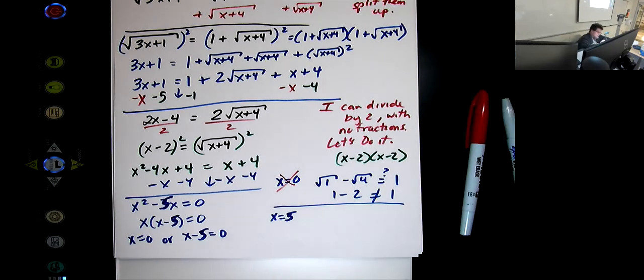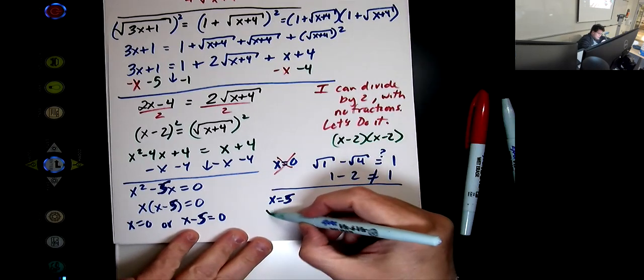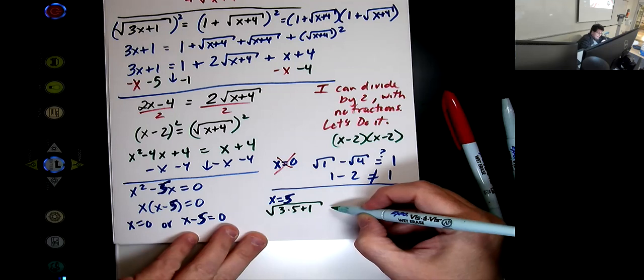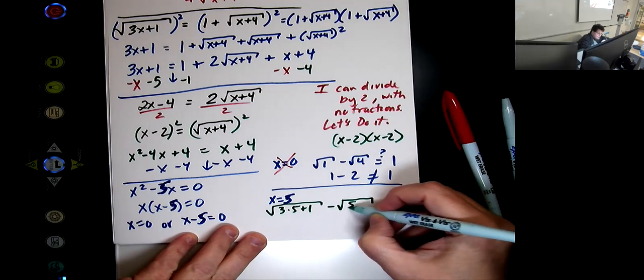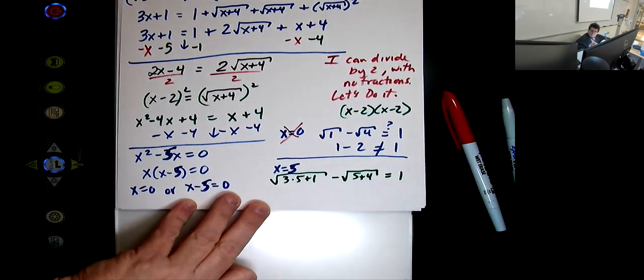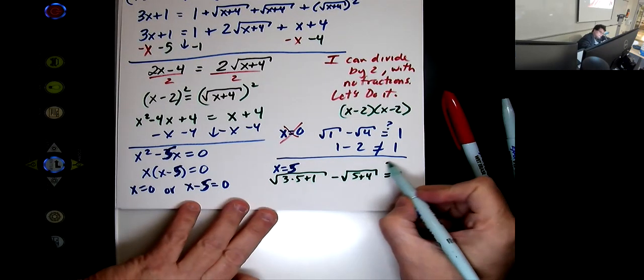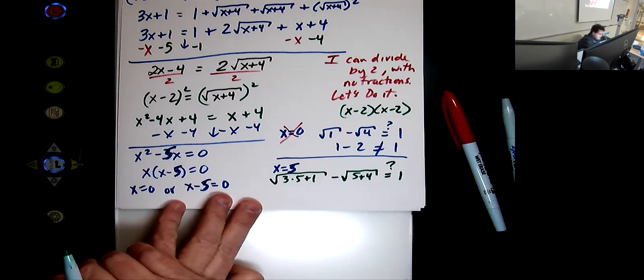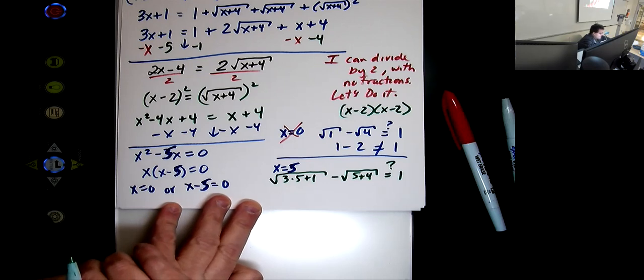Now we have to check the next one. We've got the square root of 3 times 5 plus 1 minus the square root of 5 plus 4. With the radicals, does that equal 1? You'll notice when I do my checks, I put question marks over them, because I'm trying to see if they actually work, and it makes it clear to anyone looking at it later that I'm not saying this is the answer, that I'm checking something.